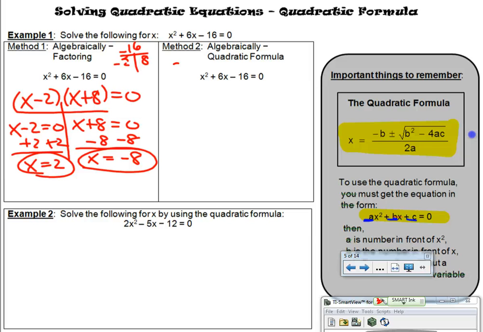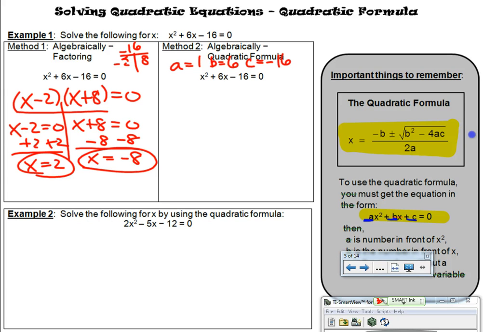So the a is the number in front of x squared, which is 1. The b is the number in front of x, which is 6. And the c is the number without the x. Also, don't forget that the sign in front of the number, the negative 16, goes with that number. So those are your values.